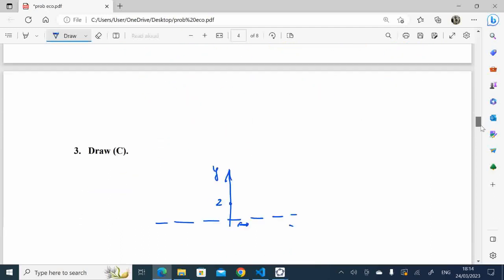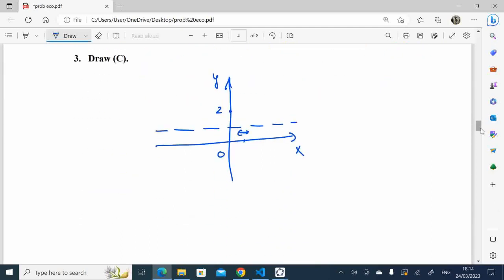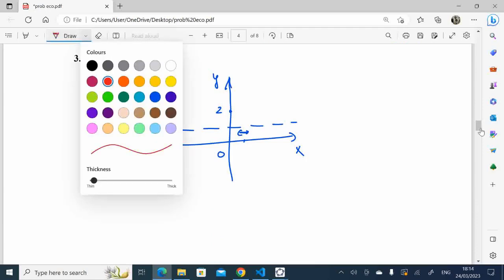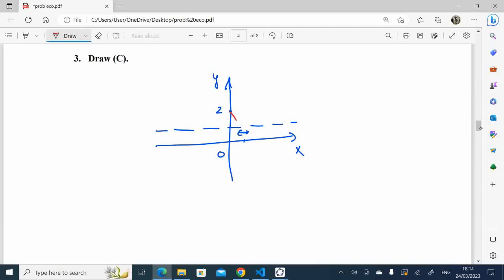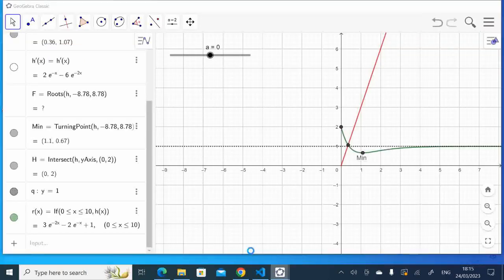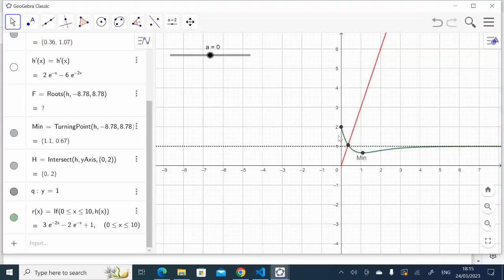So let's draw this. It will decrease from (2, 0), till the minimum. From the minimum it will increase to the horizontal asymptote. So this is the graph. If I want to check the graph on GeoGebra, so this is the graph, okay? From 2 to the minimum, and it will go up again toward the horizontal asymptote.